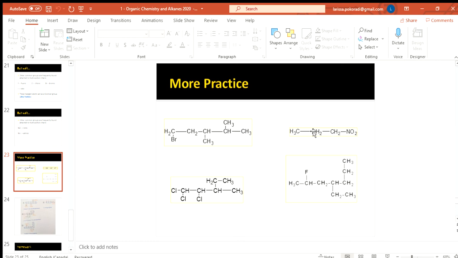This guy, kind of simple looking because it's just straight, right? That NO2 is the nitro we had from the last slide. 3 carbons long. That's going to give us a propane. And it's on carbon number 1. So a 1 nitro propane.